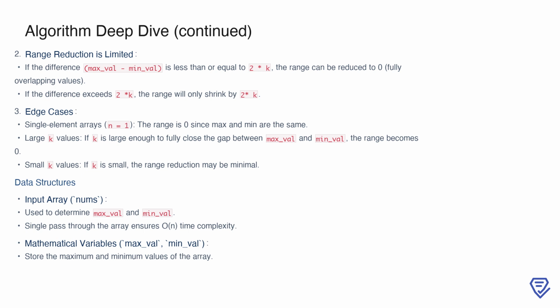There are also specific edge cases to consider. For example, if the array has only one element, the range is always 0 since the maximum and minimum are the same. For large k values, where k is sufficient to close the gap between max_val and min_val, the range also becomes 0. On the other hand, if k is small, the range reduction may be minor. From a data perspective, the only critical information we need is the input array nums, from which we derive max_val and min_val. This ensures that our algorithm runs in O(n) time and uses constant space.